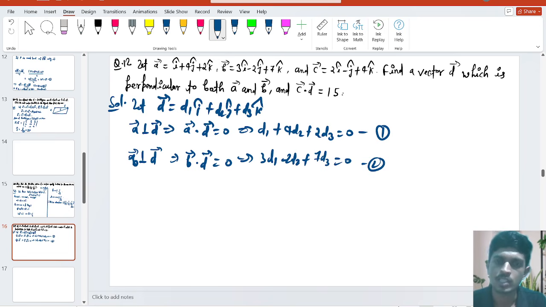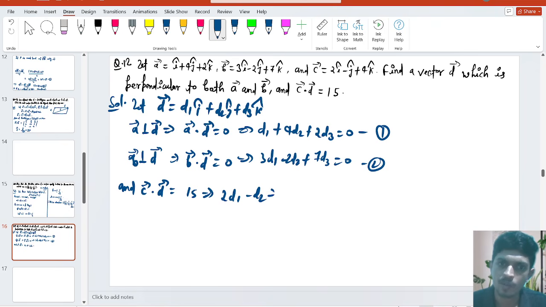Also it says that C dot D is equal to 15. So simplifying vector C dot D, taking the dot product, 2 into D1 minus 1 into D2 plus 4 into D3 is equal to 15. Let this be equation number 3. Just simplify equations 1, 2, 3 and you get the values of D1, D2, D3.